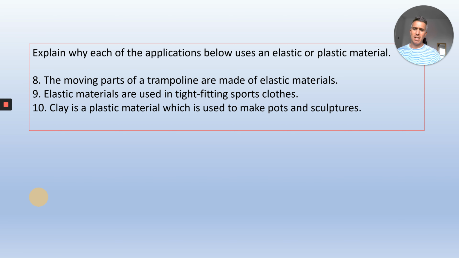Explain why each of the applications below uses an elastic or plastic material. So for 8, 9, and 10, the first thing you do is say elastic or plastic, and then say why. Moving parts on a trampoline are made of elastic. Why is it important? Elastic materials are used in tight-fitting sports clothes. Why is it important that they are elastic? Clay is plastic, which is used to make pots and sculptures. Why is it important that it's not elastic but plastic?